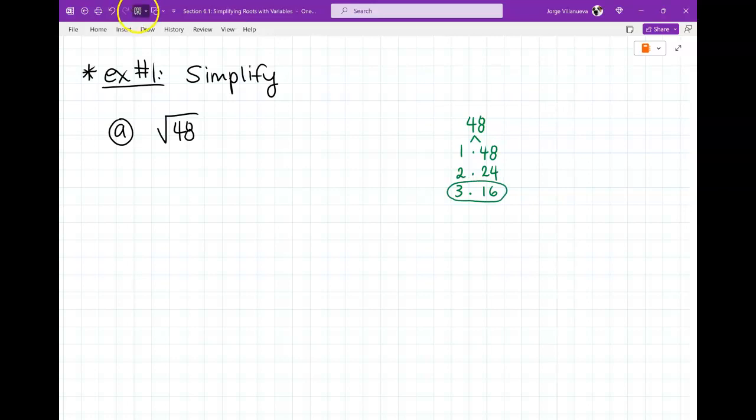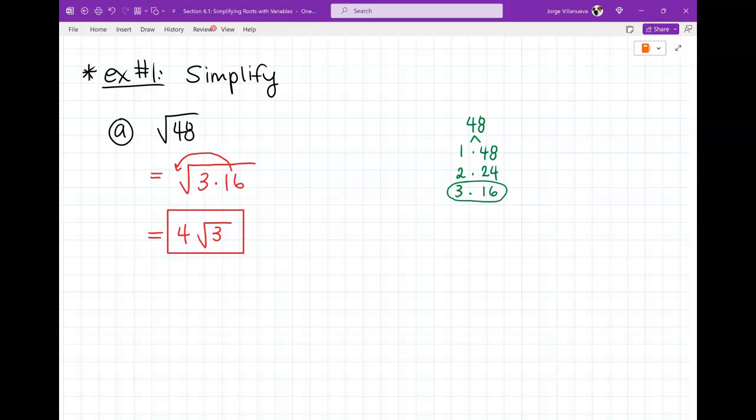So I'm going to write equals the square root of 3 times 16. Now, we already said the square root of 3 doesn't exist, but the square root of 16 does. We said that's 4, so I'm going to draw an arrow. The 4 comes out, square root of 3, and I'm done. That's it. That's all you have to do.